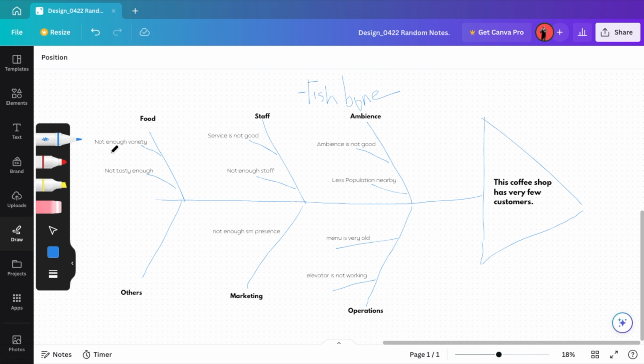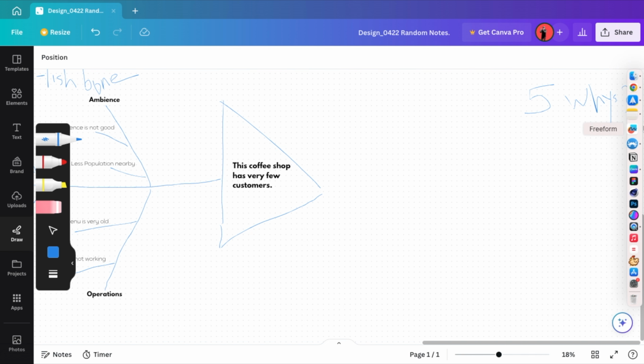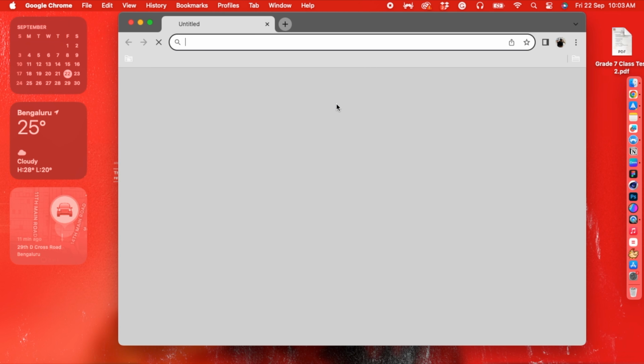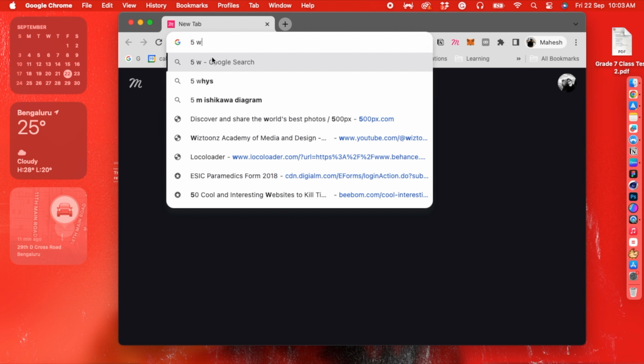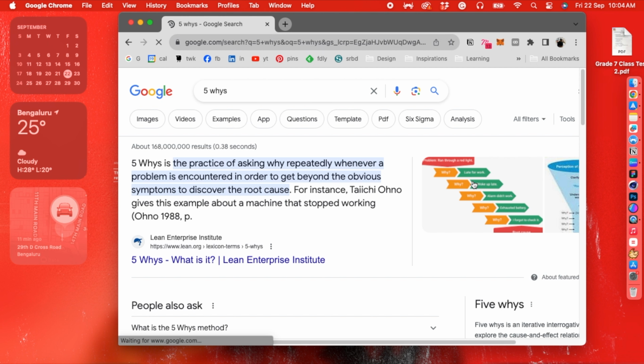The second step to this is the 5 whys. So what this basically means is, let's take a look at how the 5 whys is going to look. There is a diagram for everything, right? So 5 whys, this is how it looks.